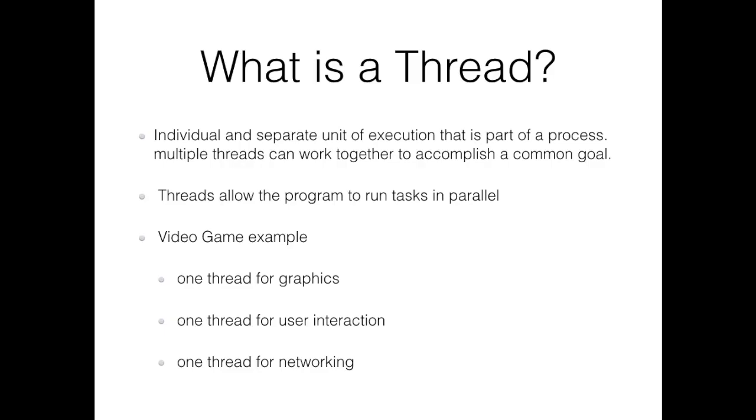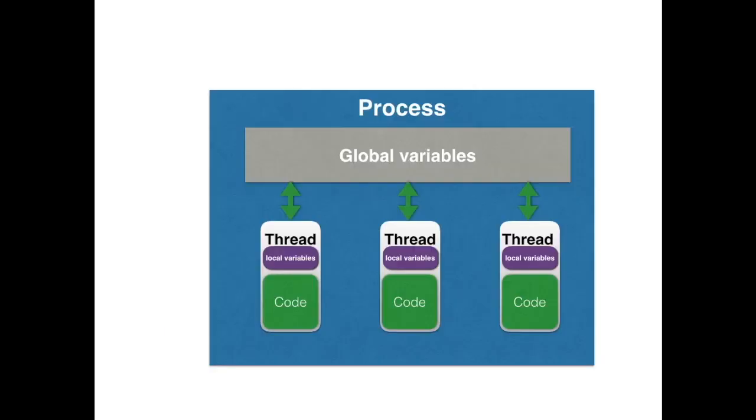So how does this video game handle those parallel tasks? The simple answer is threads. It can assign one thread for graphics, one thread for user interface, and another thread for networking. So by using threads, the video game can always remain responsive and it can run the tasks in a parallel way. Now let me explain threads using this diagram.